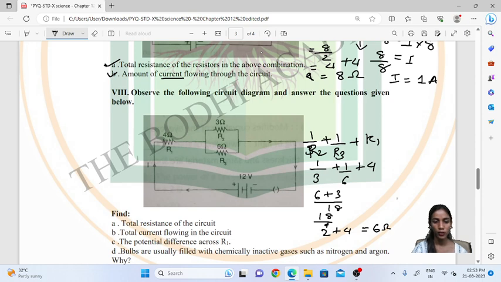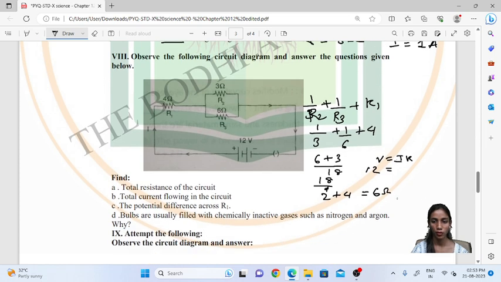Okay, total current flowing in the circuit. Total current, you have to again solve it using V equals IR. So the potential difference is 12 volts, the current is something we need to find out, and the resistance is 6. So the answer would be 12 upon 6, so the current will be 2 amperes.